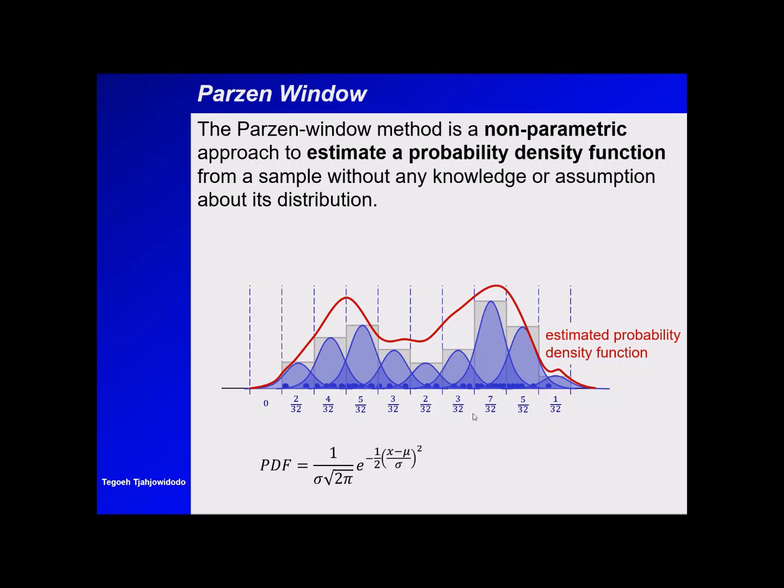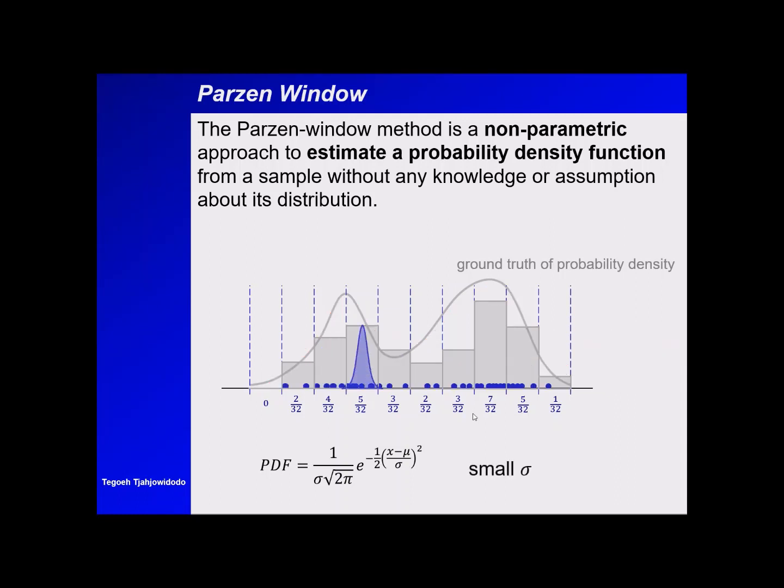While the ground truth of the probability density function, the PDF of the population, looks like the gray one. So if I compare this, well, this red one resembles more the gray one compared to when I use rectangle, or even worse when I use quadratic function, right? So this looks like the best approach to me. The question now, how should I select the sigma? It will be something like this.